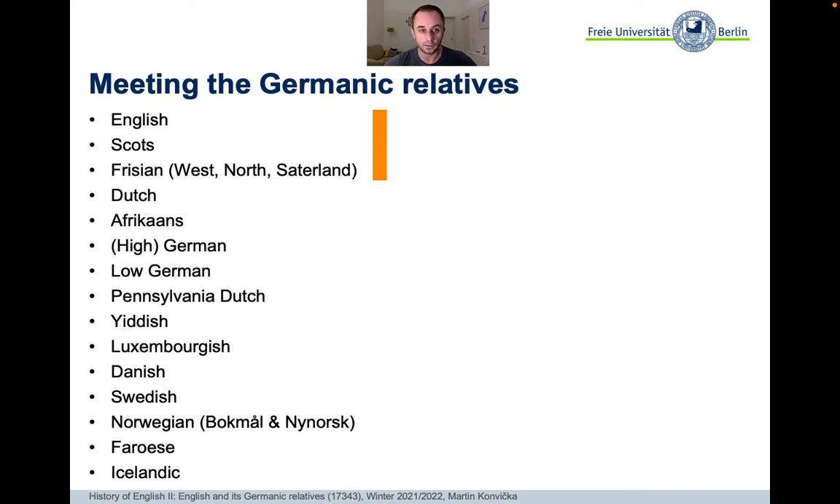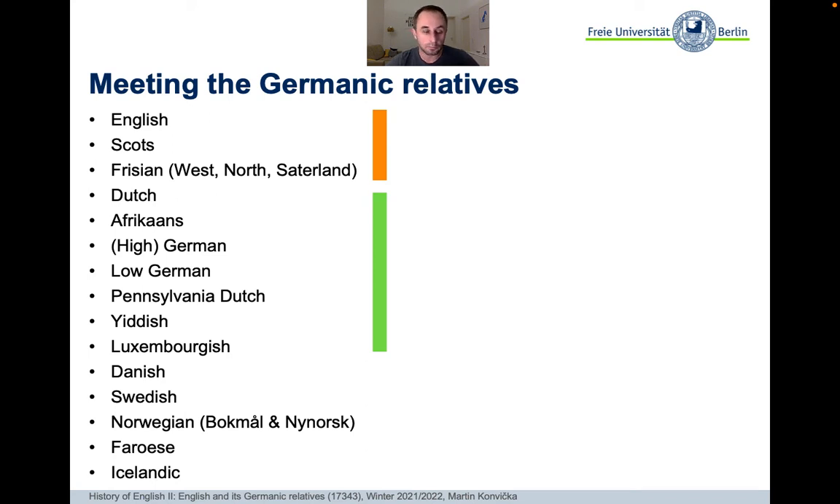Then there is North Frisian, spoken in northern Germany and southern Denmark. And then there is Saterland Frisian, which is a minority language spoken in Lower Saxony in Germany. But this is a very endangered language spoken by only several thousand people. Okay. And then there is this big group of other languages that are sometimes called Continental West Germanic.